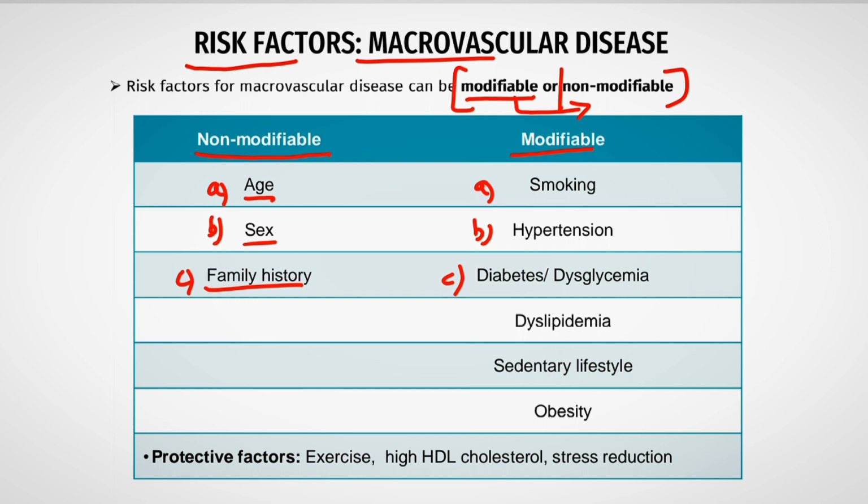or dysglycemia in the person, dyslipidemia, abnormal lipid level, the sedentary lifestyle, and obesity. However, there are some protective factors against these macrovascular complications, which include exercise or physical activity, the high HDL cholesterol, which is a beneficial cholesterol, and if there are some stress reduction activities, then all these factors are known as protective factors.